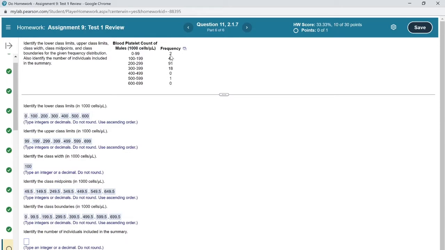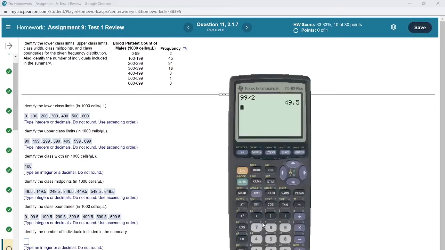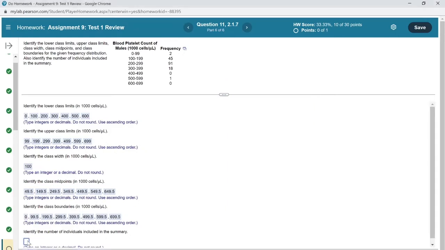So 45 plus 2, 47, 91 plus 18 plus 1. I'm going to use the calculator here. So 2 plus 45 plus 91 plus 18 plus 1. So it's 157. That's the total number of frequency.